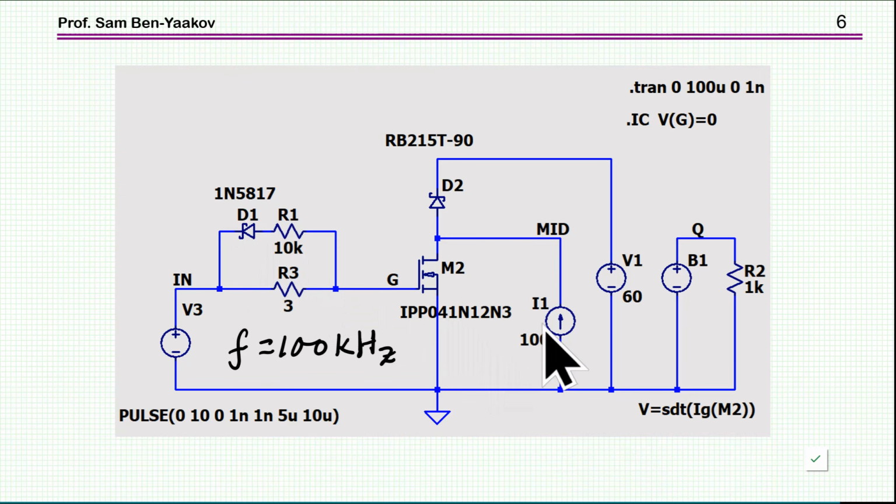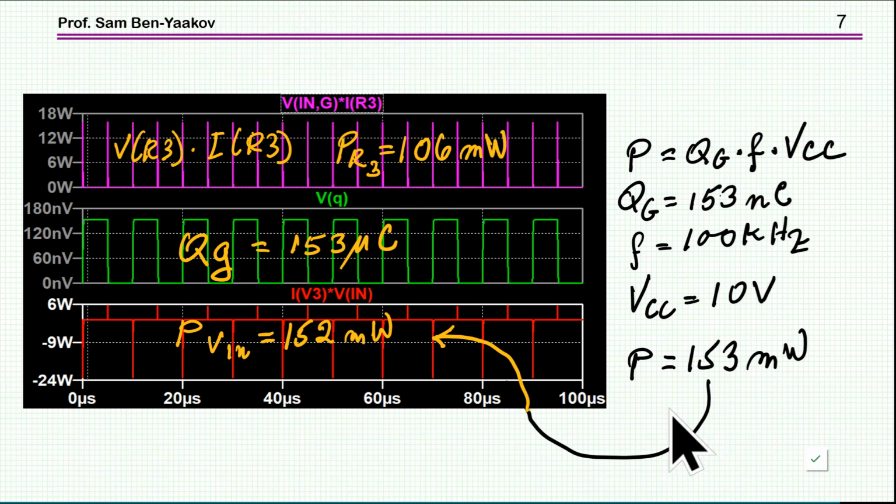And then I have the current source, 100 amp, just for the same operating point. This is the catch diode. So when the transistor is off, the current goes this way. 60 volt as in the data sheet. And then I have here a behavioral voltage source, which is defined as the integral of the current going into the gate. So therefore, this is the charge that goes into the gate. Okay, so let's run it.